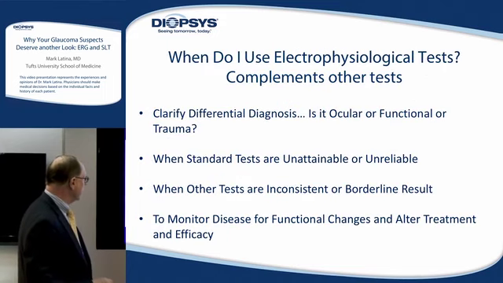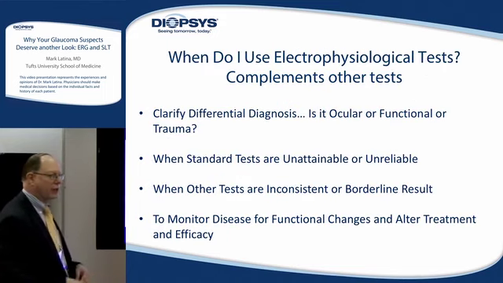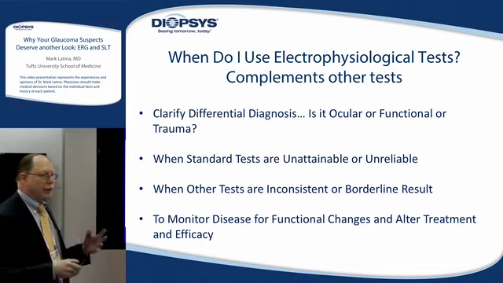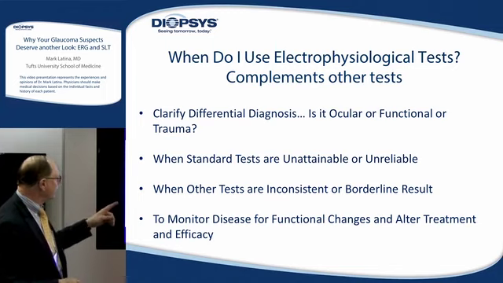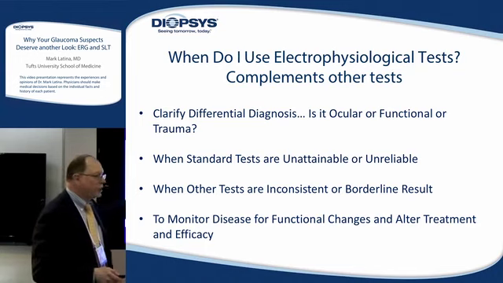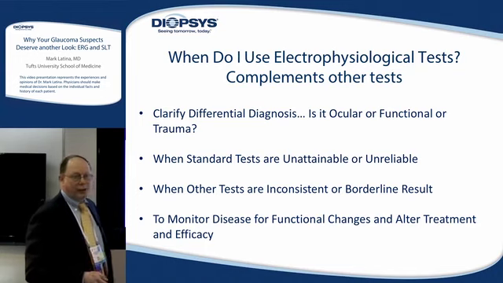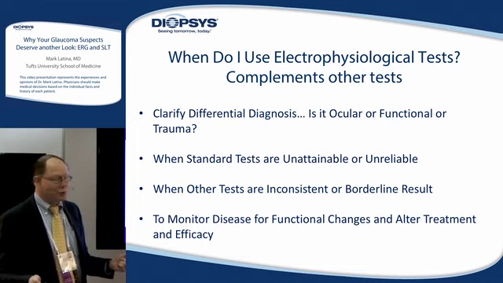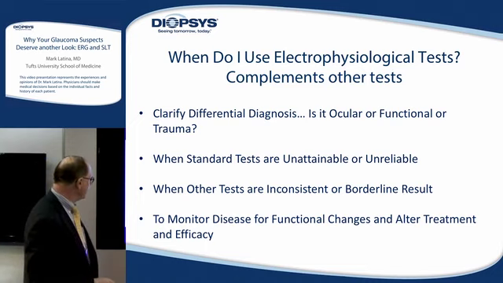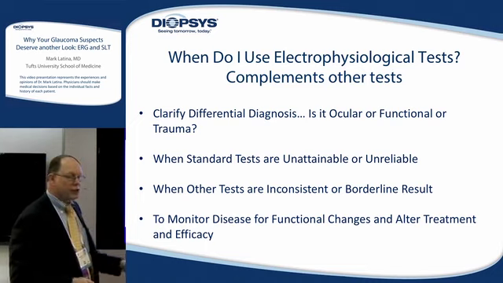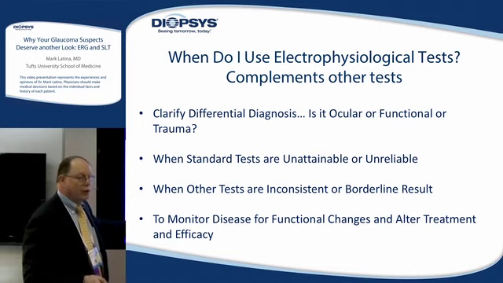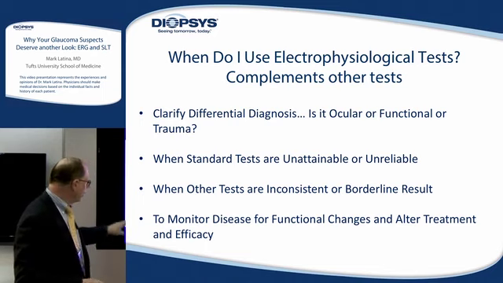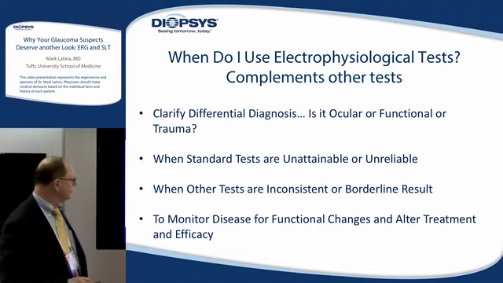So how do we use it in our study? Again, it's a complementary test. We're not using this as a single test. We usually do our other tests as well, but it can clarify diagnosis. Again, we're using it a lot when these standard tests are unattainable or unreliable. And of course, visual fields are not usually the most reliable approach to studying these patients, when they're inconsistent or borderline. And again, we can also begin to use this to monitor functional changes and alter our treatment and efficacy program.